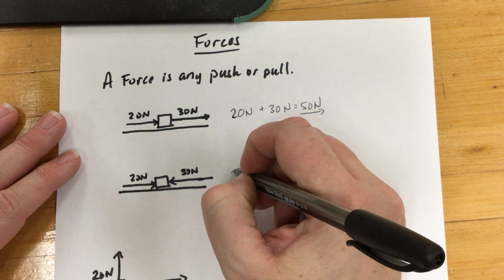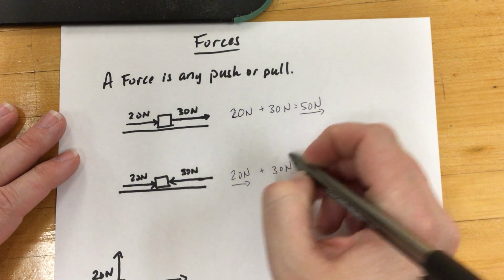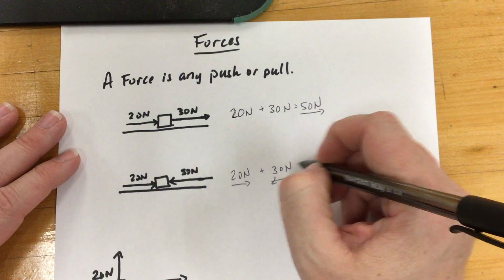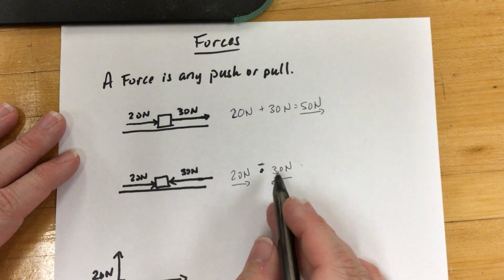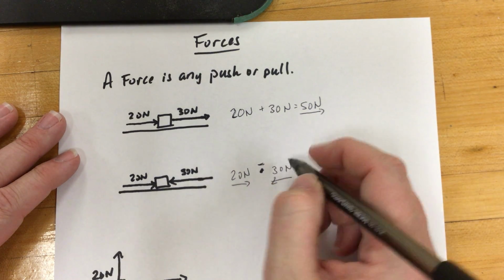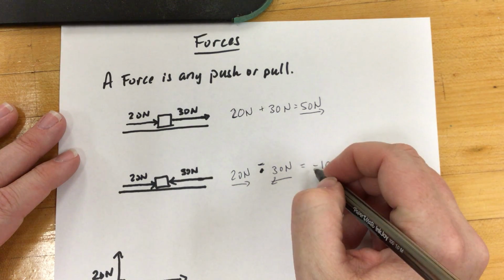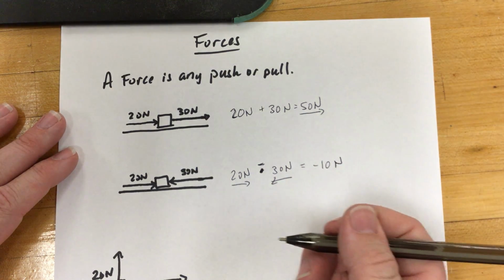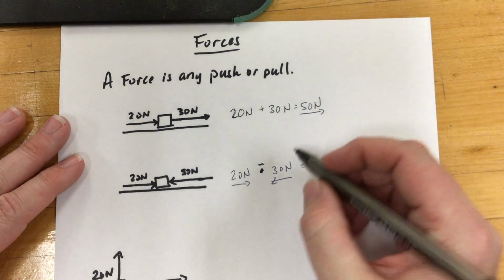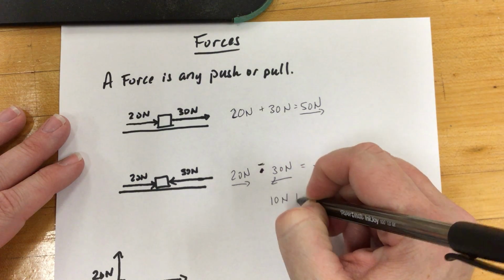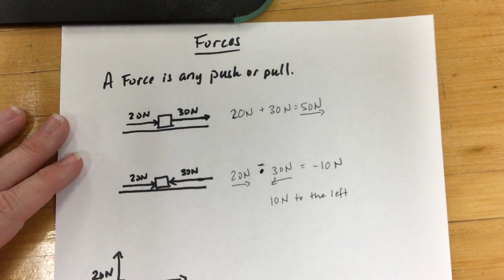Another way that might happen is that they are going against each other. So I have 20 newtons to the right plus 30 newtons pushing back to the left. Sorry, here you would subtract them. Anytime they're going opposite each other, they would subtract. So 20 newtons minus 30 newtons equals negative 10 newtons. The biggest thing about the negative is just that it's saying that it's going in that direction. So you conceptually have to look at it and figure out which direction it's going. So I would say that I've got 10 newtons to the left.